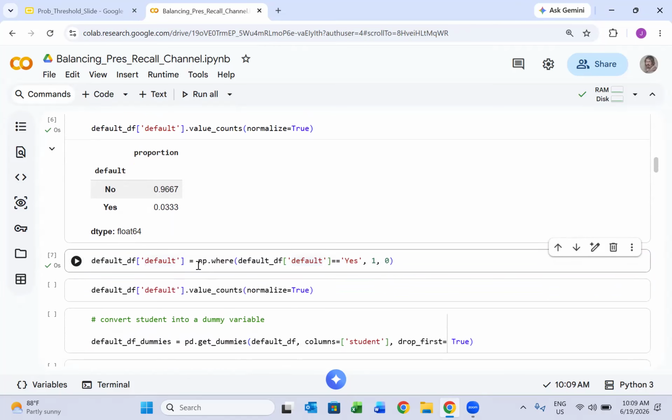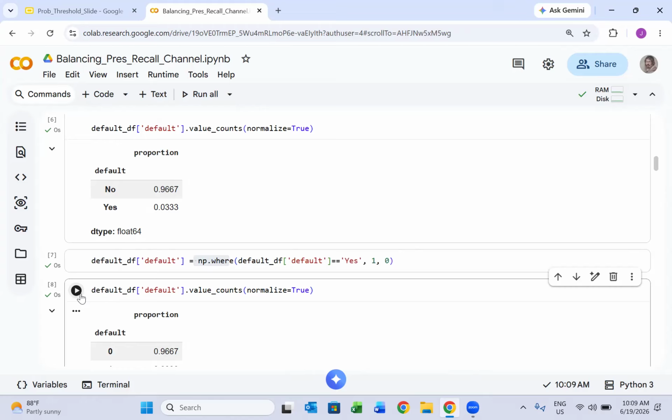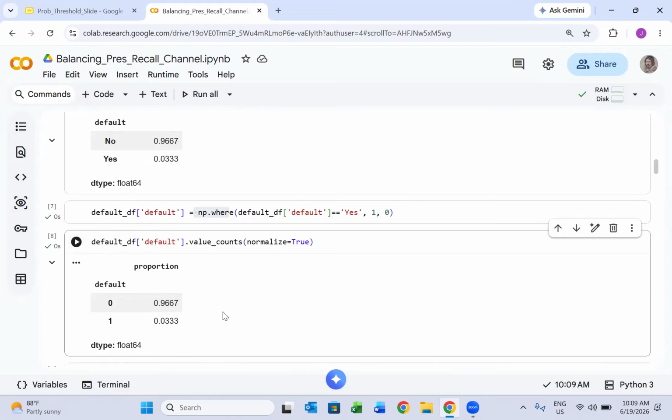And sure enough, I did that transformation. And now when we take a look at the default column again, now we don't see no and yes, we see zero and one. Okay, so our classes will be zero and one. Good.